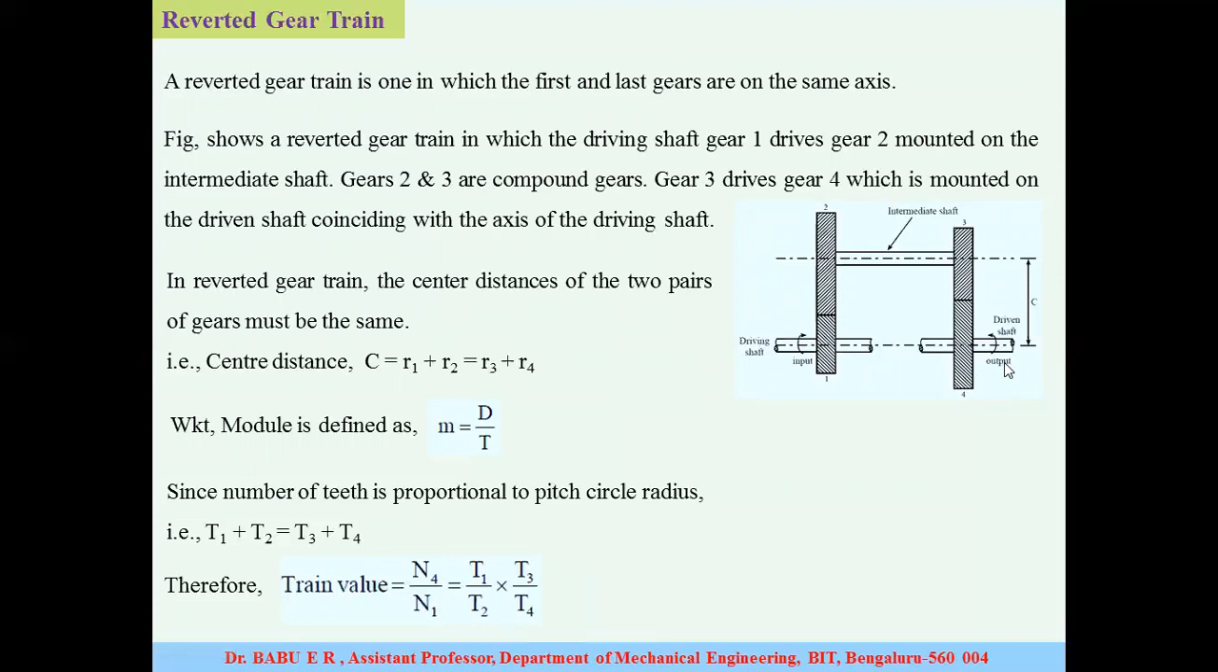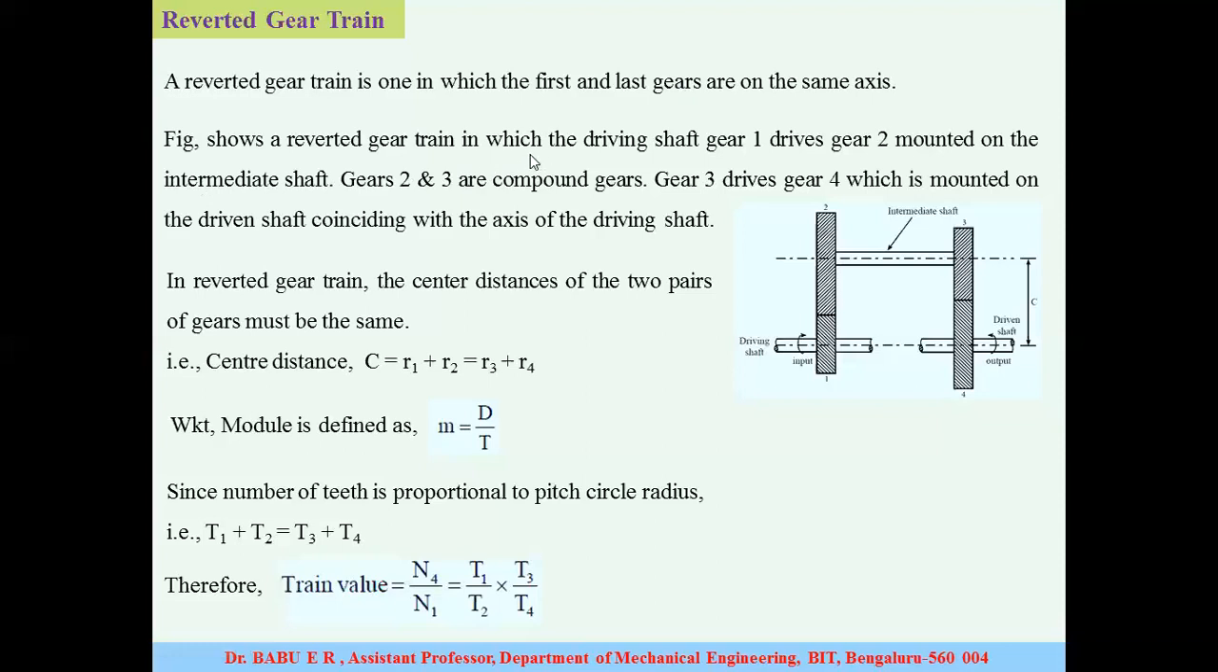When you see the combination in this diagram, the driving shaft axis and the driven shaft axis both lie on the same axis. This type of combination of gears, we call a reverted gear train. So a reverted gear train is one in which the first gear, the driving gear, and the last gear, the driven gear, are both on the same axis, so the axis is collinear. Such gears we call a reverted gear train.